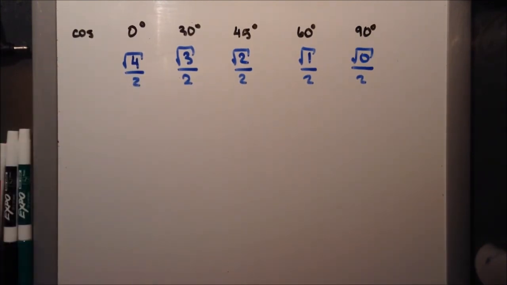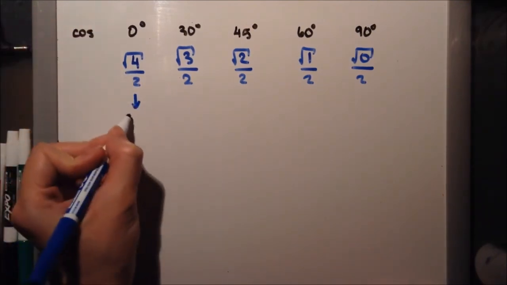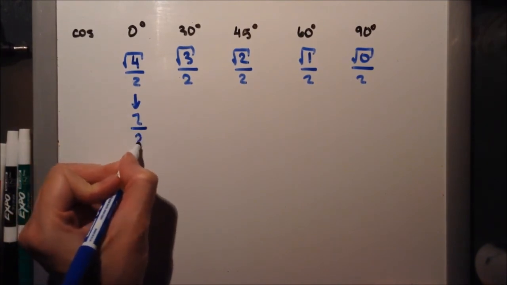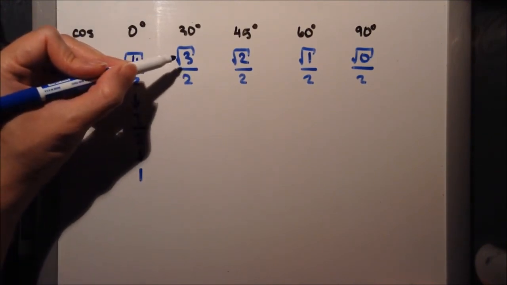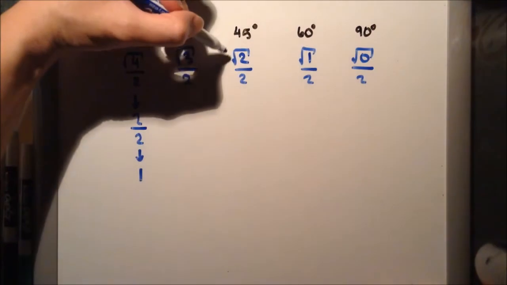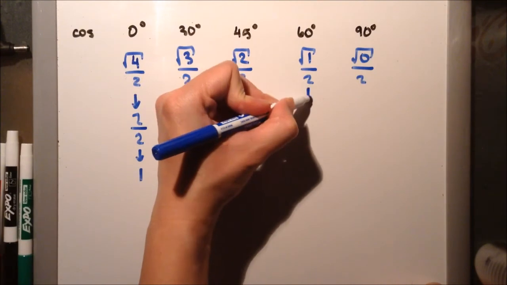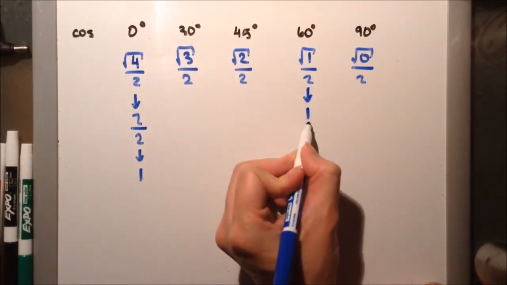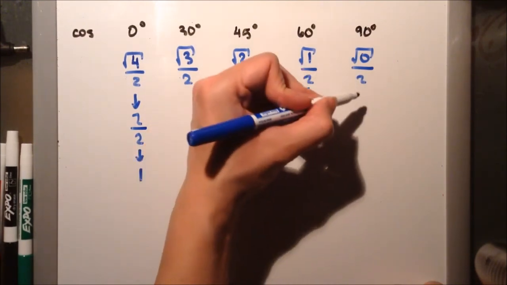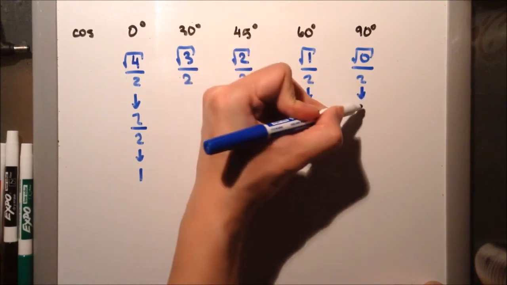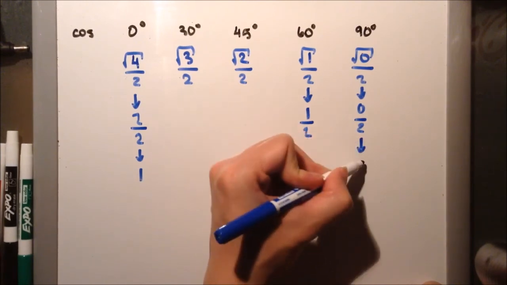Alright, so now we're going to work out the square roots. Square root of 4, we can simplify that into 2, and we still have divided by 2, which will simplify into 1. Square root of 3, we can't simplify that, so we're going to leave it alone. Square root of 2, we can't simplify that, we're going to leave that alone. Square root of 1, sure, we can definitely simplify that, which is 1, and it still has divided by 2. That's pretty much it, so we're going to leave that alone. Square root of 0, yep, we can simplify that, which is 0, and it's still divided by 2. 0 divided by 2 is 0.